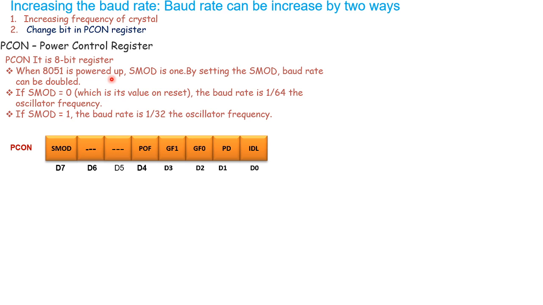When the 8051 is powered up, the mode select bit SMOD is 0. By setting SMOD, the baud rate can be doubled. So when this bit is set, the baud rate will be double. If SMOD is equal to 0, which is its value on reset, the baud rate is 1 by 64 of the oscillator frequency. And if SMOD is equal to 1, the baud rate is 1 divided by 32 of the oscillator frequency. So the diagram is like this.